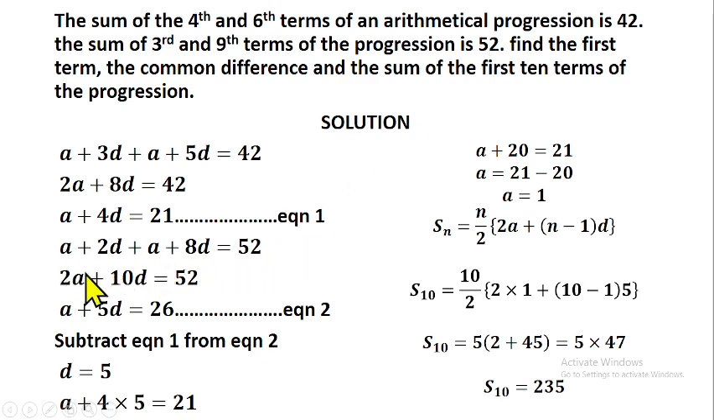Collect like terms. A plus A gives us 2A. 2D plus 8D gives us 10D equals 52. 2 is also common. You can divide through by 2. That gives us A plus 5D equals 26. You can call that equation 2 as well.